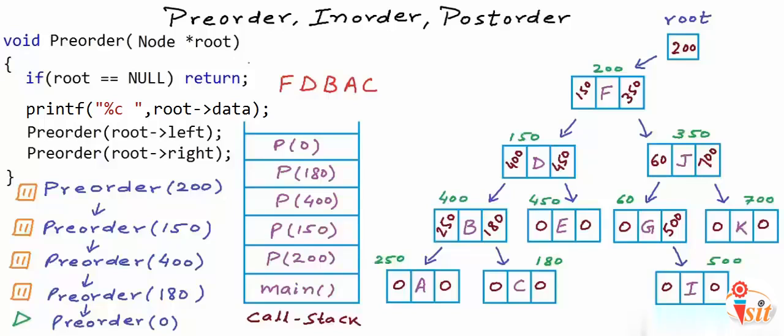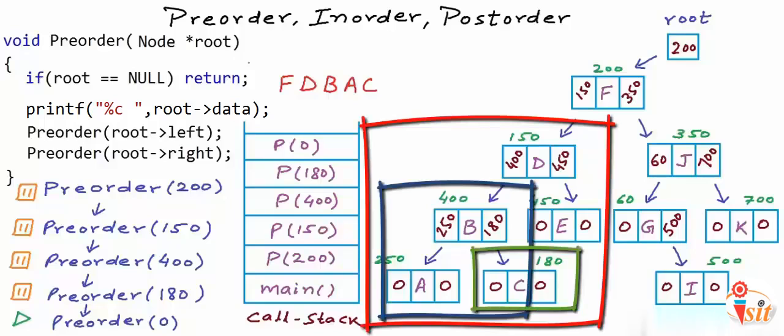For now, let's come back to this recursion that I was executing. Call to this preorder 0 will finish and preorder 180 will resume. Memory allocated for execution of preorder 0 will be reclaimed. Now for preorder 180 both recursive calls have finished, so this guy will also finish.